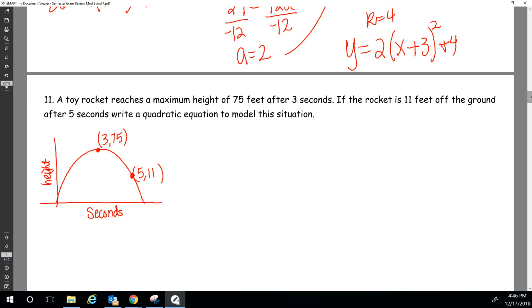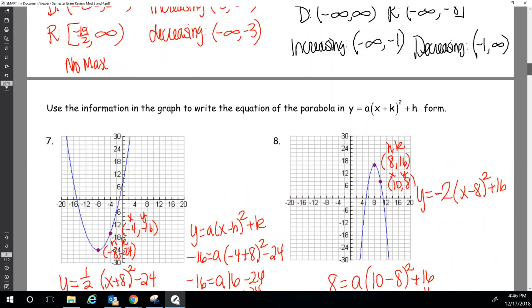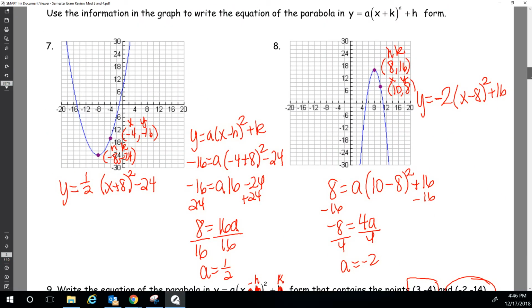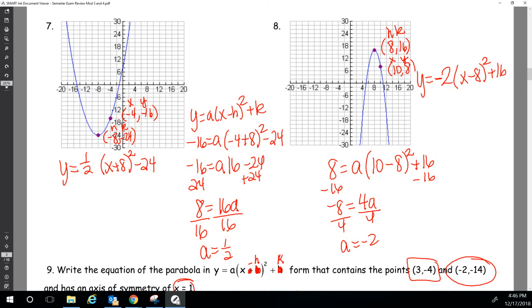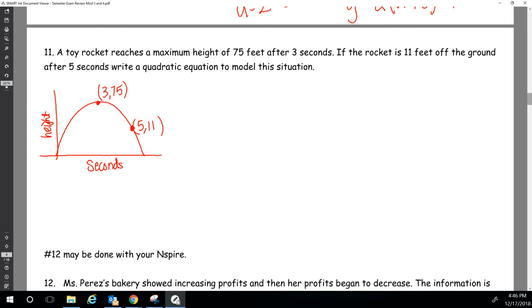So this is actually just like one of these problems. Whoops, not those. Where are they? Here they go. One just like 7 or 8, where we know the vertex, we know another point, we've got to go find our a. So this time we know our k. What we need to find is a.